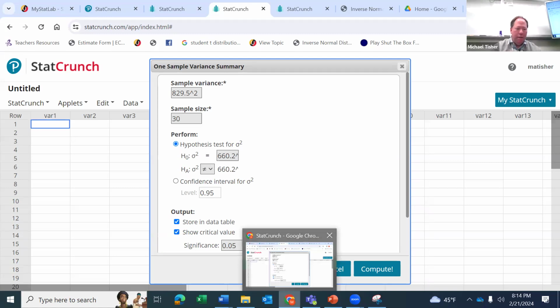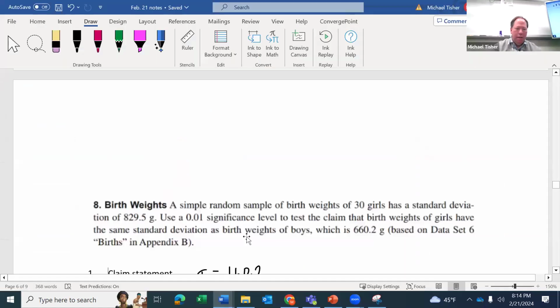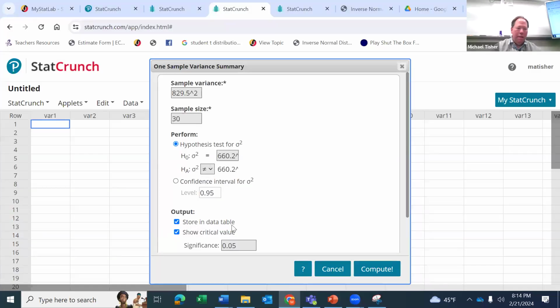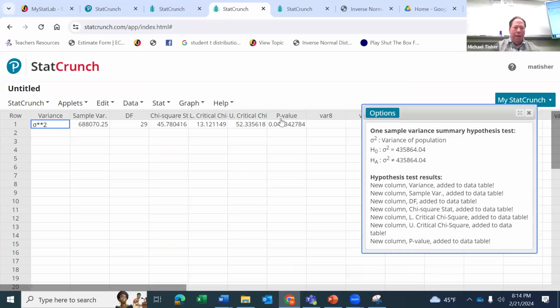Let's make sure of that. It's a 0.01. So I change it to 0.01. Okay, any questions? Everybody there? All right, and we'll choose compute. And again, all we need is the p-value. So p-value is right here, 0.0493, etc.